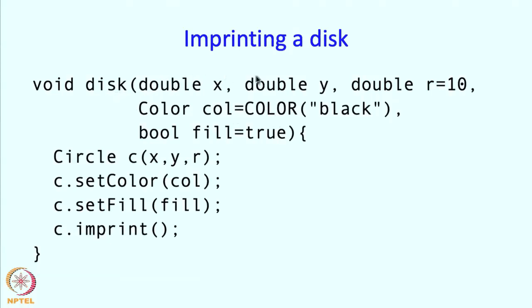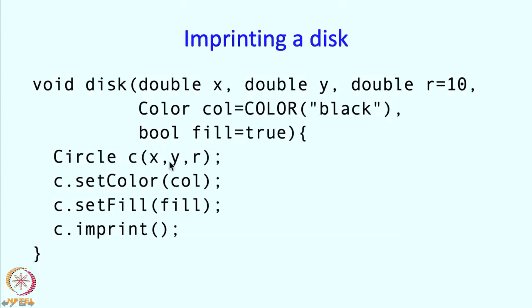And then the parameter requires us to specify the radius, but by writing equal to 10, we are saying that if the user does not supply a value for this parameter in the call, then the value 10 should be used. Then there is an additional parameter where you may specify a color, but if you don't specify anything, the color black is assumed. And finally, there is a parameter fill, which is going to be true if you omit it.